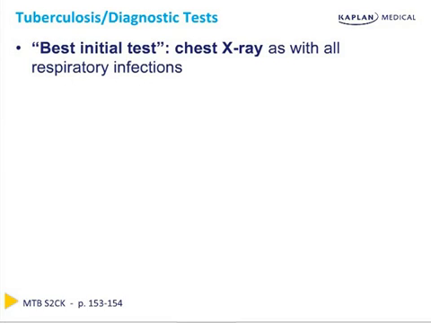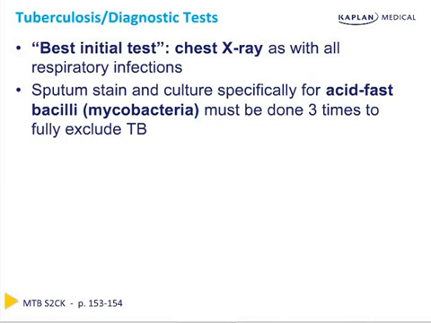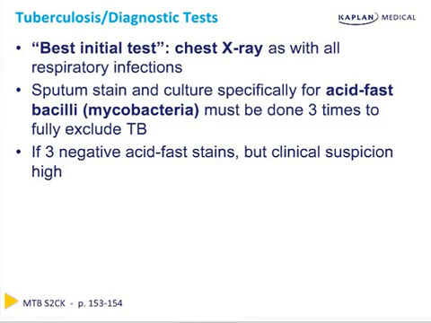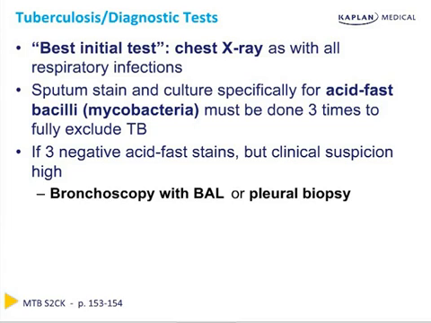The best initial test for tuberculosis will be a chest X-ray, as is the case with all respiratory infections. The sputum stain and culture must be specific for acid-fast bacteria, something which Mycobacteria qualifies as, and this must be done 3 separate times and must be negative 3 separate times to fully exclude TB. If you do this, but your clinical suspicion is still high, you must pursue further diagnostics with either a bronchoscopy with BAL or through a pleural biopsy.